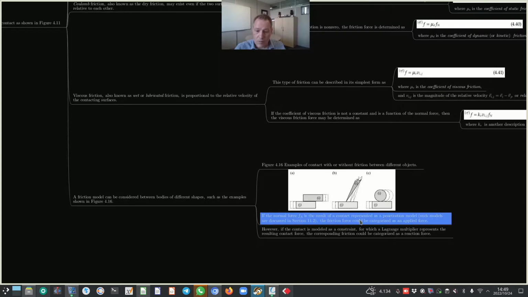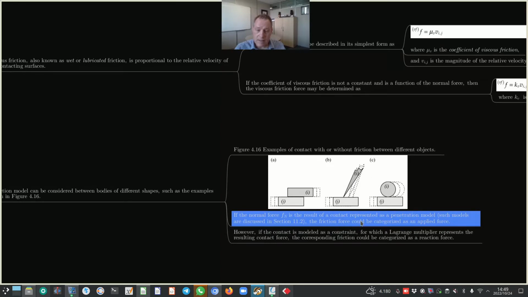Okay, if the normal force Fn is the result of a contact represented as a penetration model, such models are discussed in section 11.2, and we will talk about section 11.2 in our next lecture, where we have contact between a falling pendulum rod and ground. So the friction force could be categorized as an applied force.